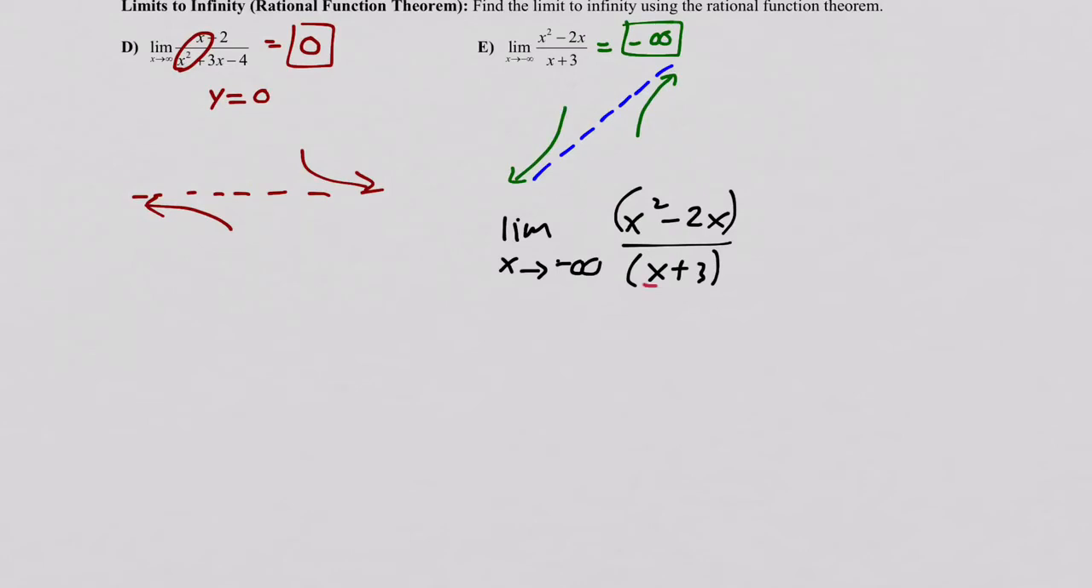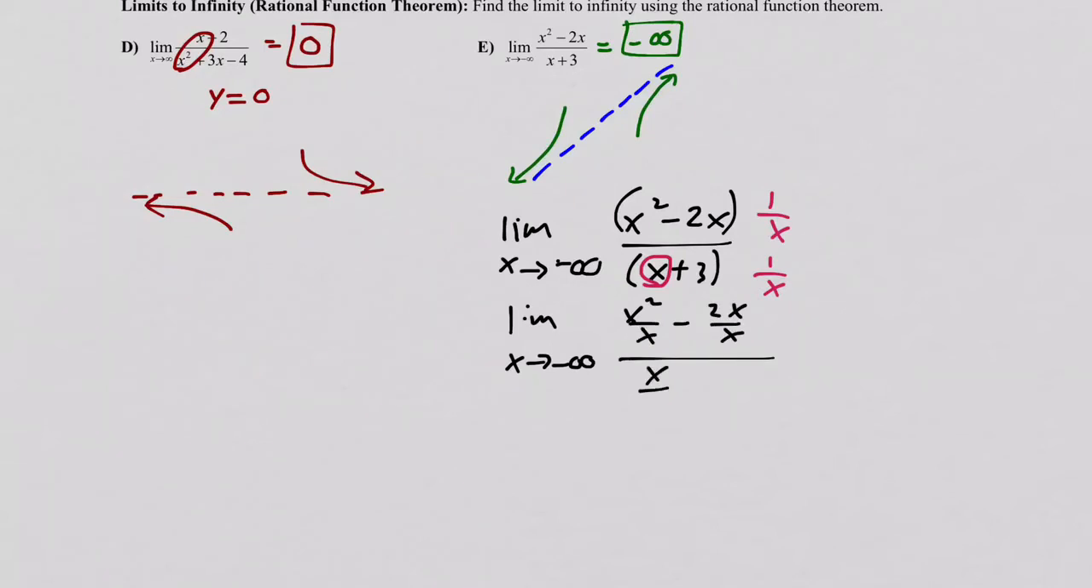And to do that, we're going to check the largest degree term in the denominator, and we're going to multiply the numerator and denominator by 1 over the largest degree term. And when we do that, we get the limit as x approaches negative infinity of x squared over x when we distribute, 2x over x, x over x, and 3 over x.